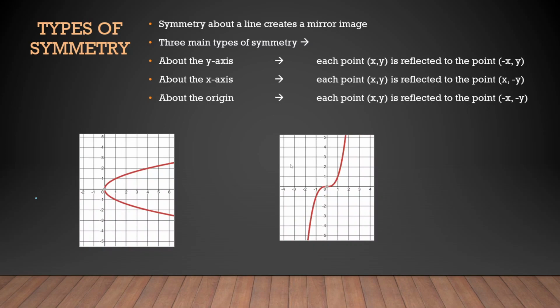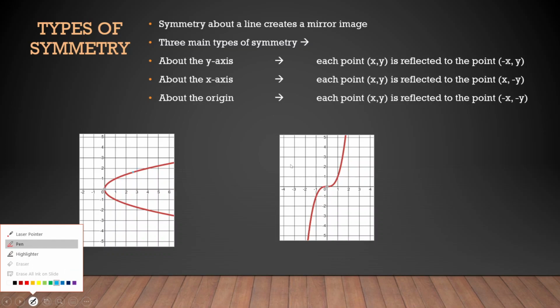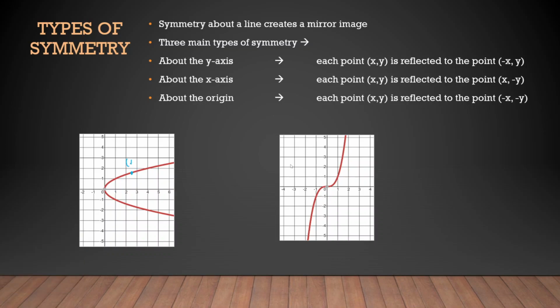First, let's look graphically. On these graphs, if I were to pick some point here, I notice that that same exact point happens down here. Specifically, I have (4, 2) and I have (4, negative 2). But that happens to every point. It gets flipped. So this one would have symmetry about the x-axis.